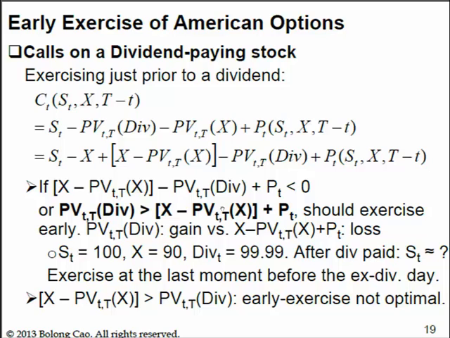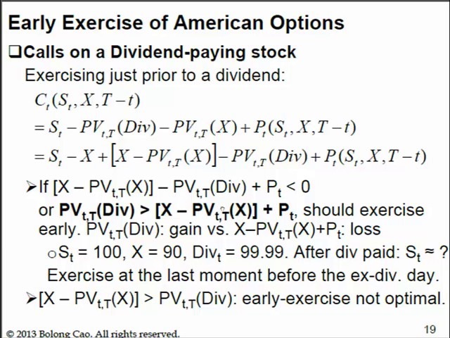So that's the theoretical condition. Realistically, we can think about the following scenario. If your underlying is selling at $100 and the strike price is $90, exercise it now and you get $10. But suppose the dividend to be paid on the underlying is $99.99. After the dividend has been paid, what do you get? 1 cent for the underlying stock. In other words, the underlying stock price will plunge towards zero after the ex-dividend date.